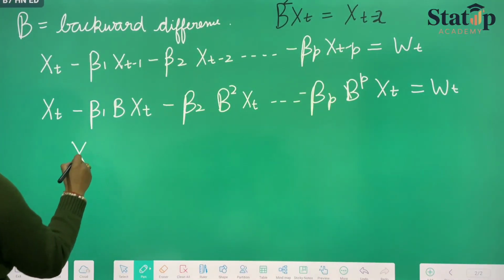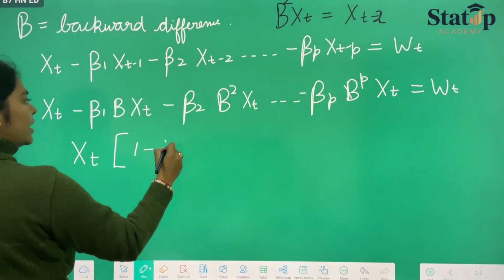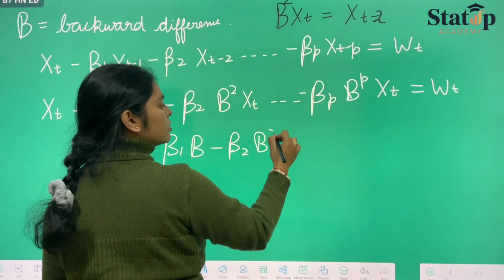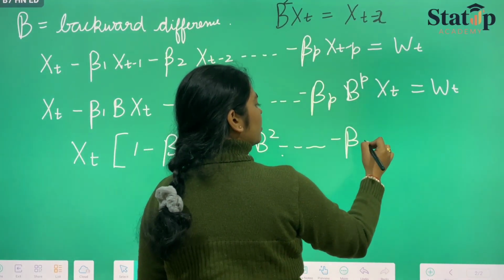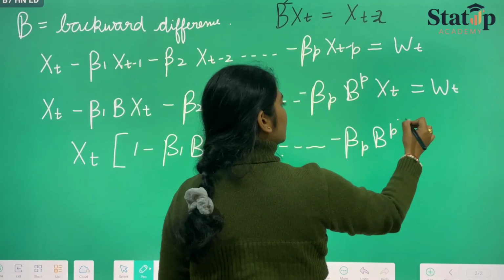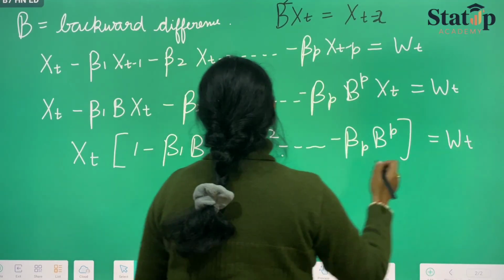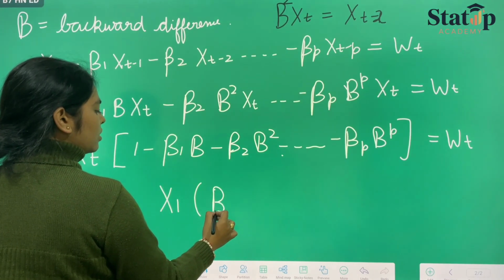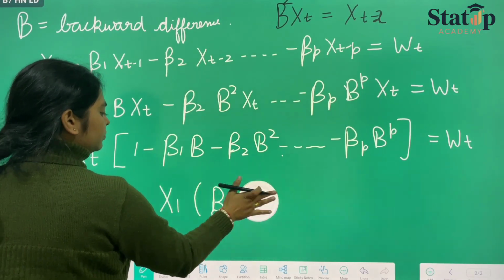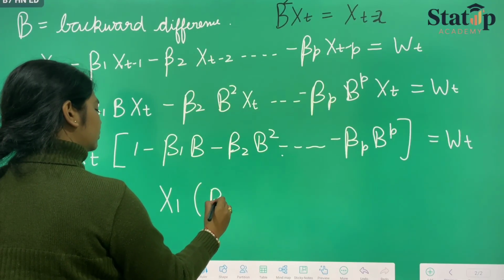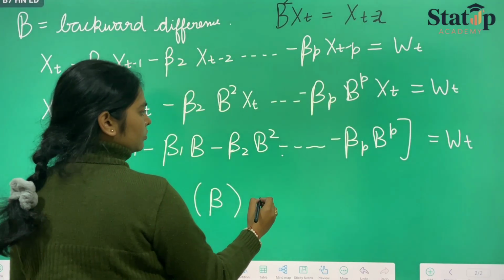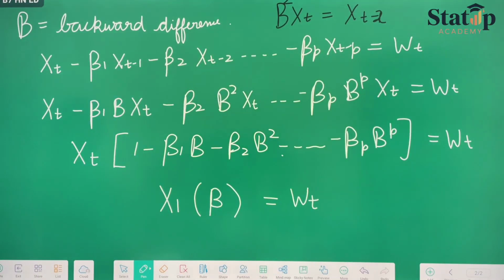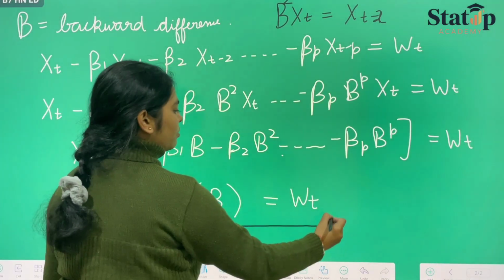Now xt can be taken common from all of them and we are left with 1 minus beta 1 B minus beta 2 B square up till minus beta p B raised to the power p is equal to wt, and this can be written as beta of B xt is equal to wt. So this would be our backward difference model.